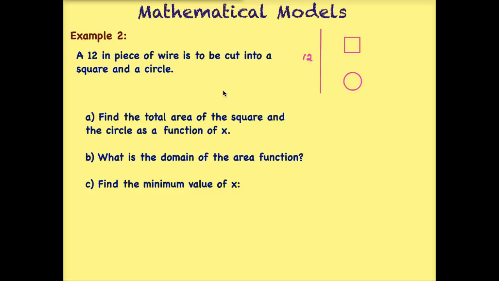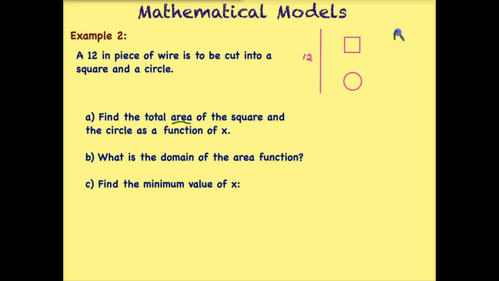Remember, the first thing you want to do is make a visual of what is being stated. So here we have our 12-inch piece of wire. Once we cut it, we can fold those pieces into a square and a circle. Now, go back to what you know. We're working with area of a square and area of a circle. So let's write the area formulas.